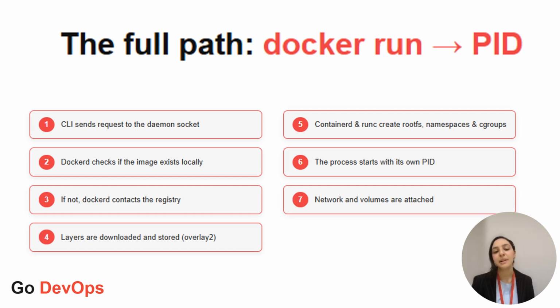They step in to build the file system and set up the namespaces and cgroups for isolation. At this point, the container process is started, and it gets its own process ID on the host. The final step is that Docker will attach the container to the network and mount the volumes to make it fully functional. So we can see that a single docker run command actually triggers a carefully orchestrated chain of steps, all the way from your terminal to a running process.